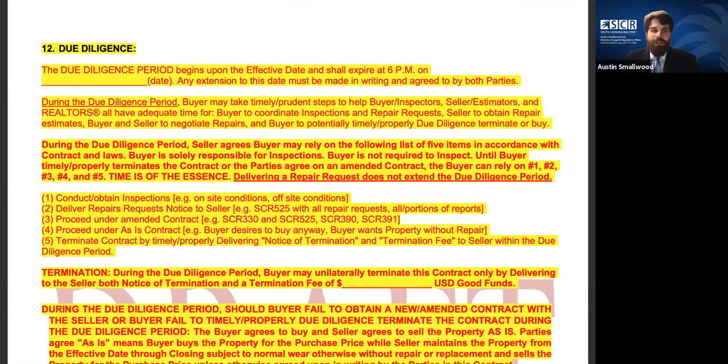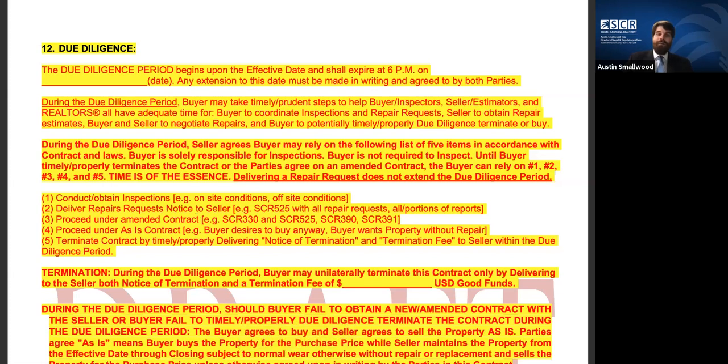Unlike the residential contract where there are 3 different options for repairs, in a land deal, there's only one, and that is due diligence. But we did make sure that the due diligence language in this is exactly the same as the due diligence language in the residential form. So again, our due diligence is an all-in timeline.